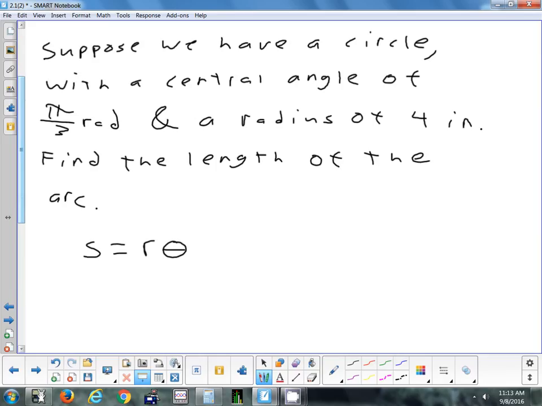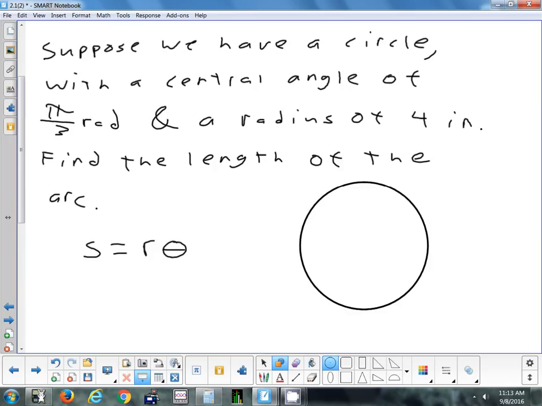All right, so if you're somebody who's more visual and you want to see a picture of what we're actually doing, okay, here's our circle. Here's an angle of pi over 3 radians. We've got a radius of 4 inches. Find the length of this arc. That's what I want to know. Guys, the first thing I did is I just wrote down the formula we're going to use, S equals R theta.